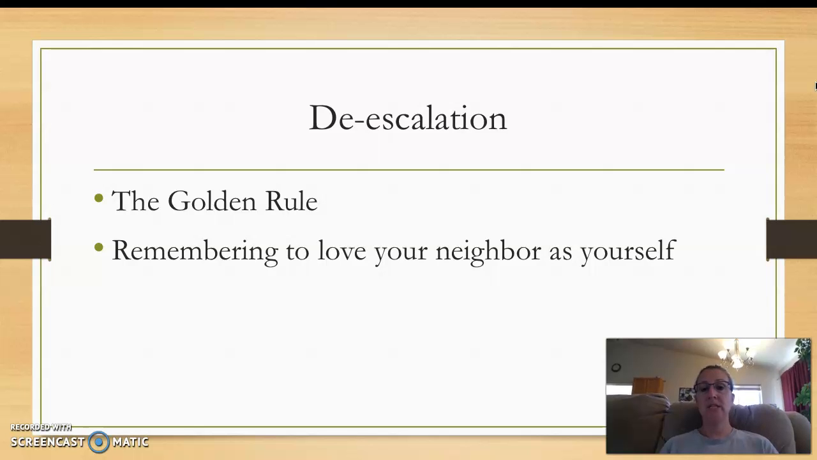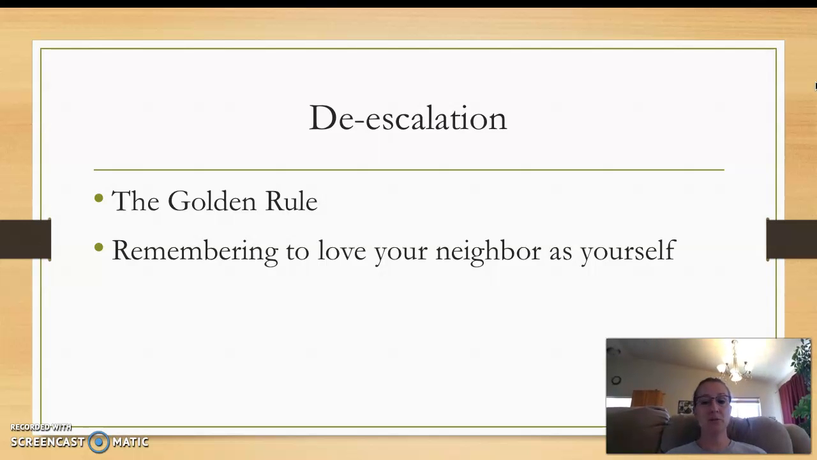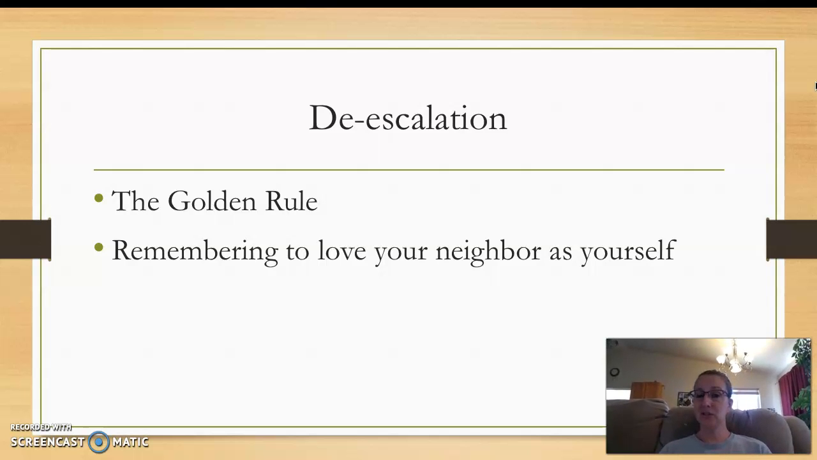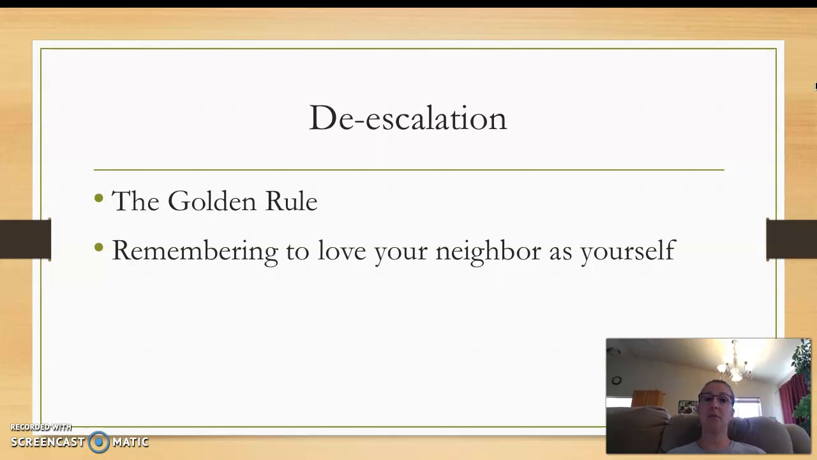Another way to de-escalate some of those situations would be to remember to love my neighbor as myself. So this isn't just about me and looking good in front of my students. It's being loving towards that other faculty member that I'm collaborating with.